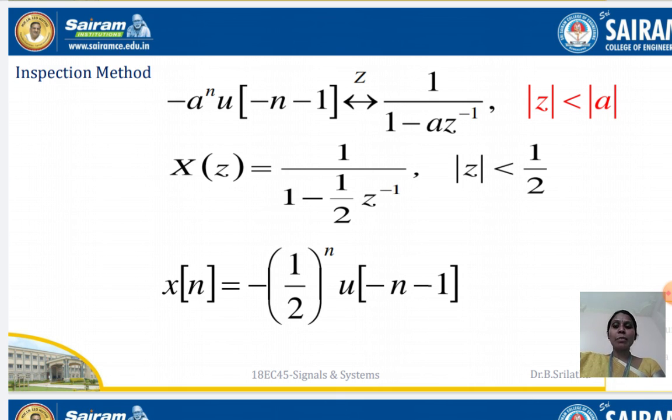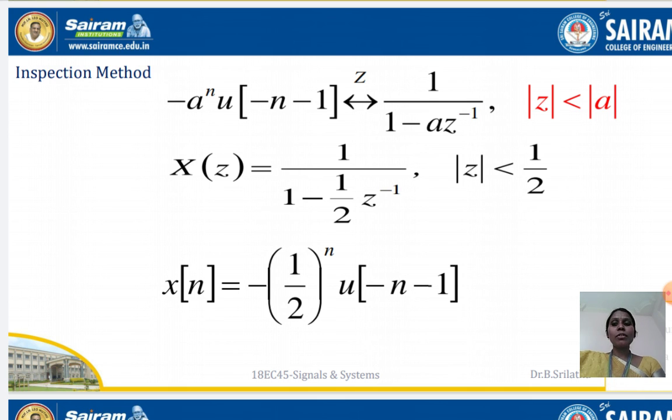So this inspection method is applicable only to small expressions and small problems. We can't use it for bigger ones. This is nothing but first order systems.